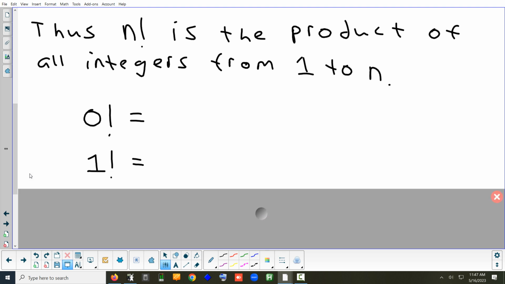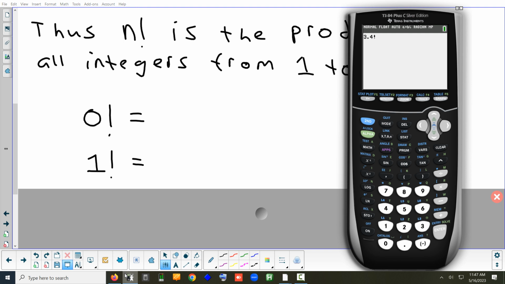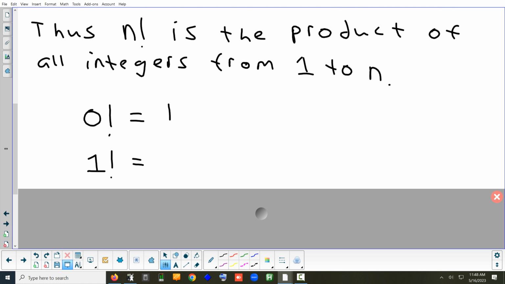Well, 0 factorial, that's kind of a weird one because how can you multiply every number from 1 up to your number? 0 is not up, it's down. So that's kind of a special case. There might be an exclamation point. No, I think the quickest way to get to it is under probability. So 0 factorial, that's a special case. It's 1. Now the rest of them we should be able to figure out.